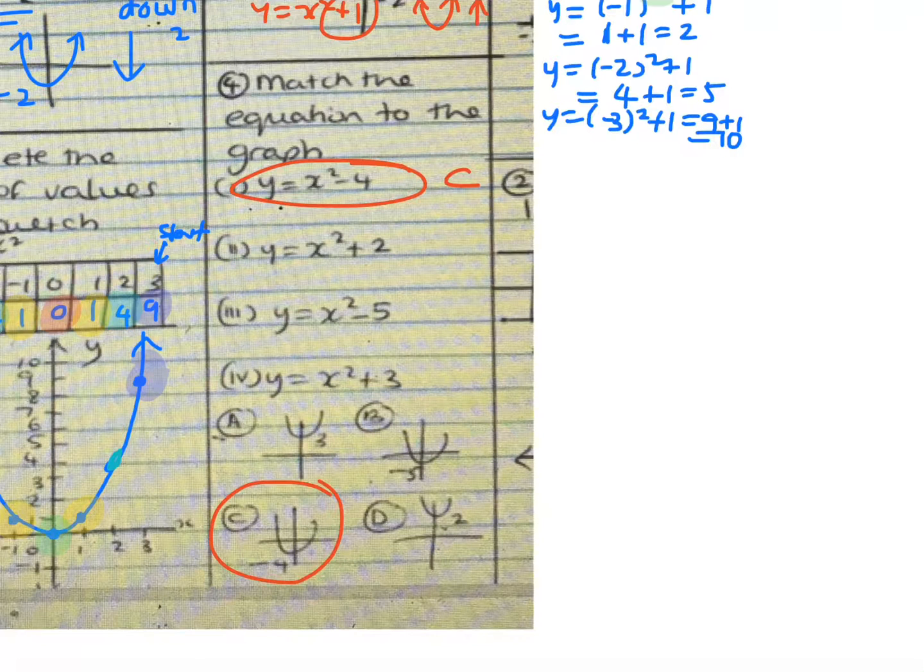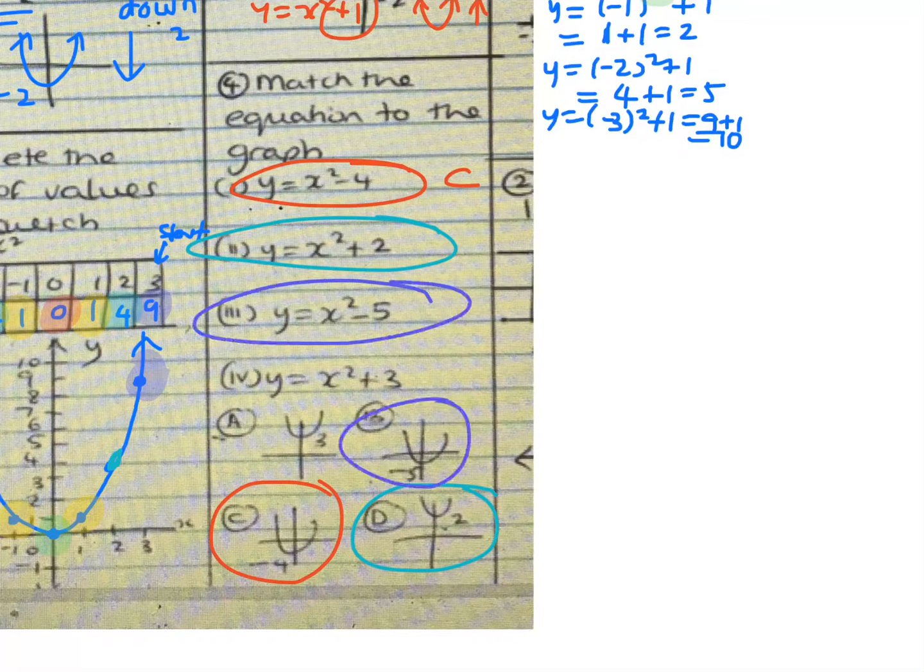I think we need a different colour for this. x squared plus 2. So that would be the parabola, and it would go up 2. x squared minus 5. That would have to be down 5. So that's B. That one was D. And the last one, x squared plus 3, that would have to be A, which is up 3.